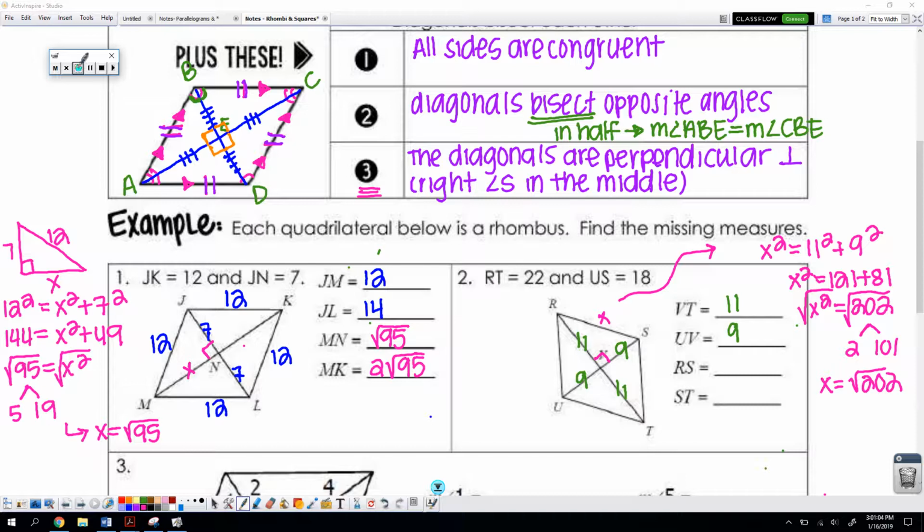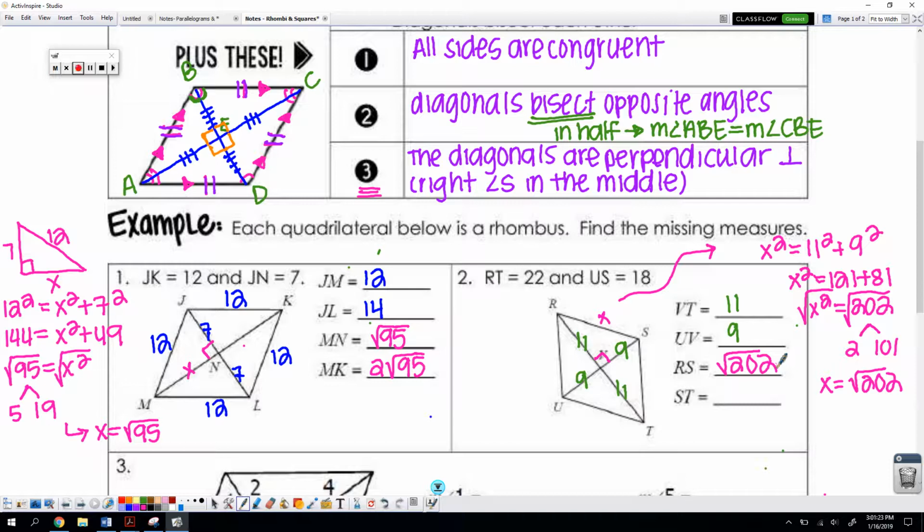So what we get here is that we have the square root of 202, because 202 only breaks down into 2 and 101, and 101 is actually a prime number, so no pairs. So our final answer for RS will be the square root of 202. That is our side length.